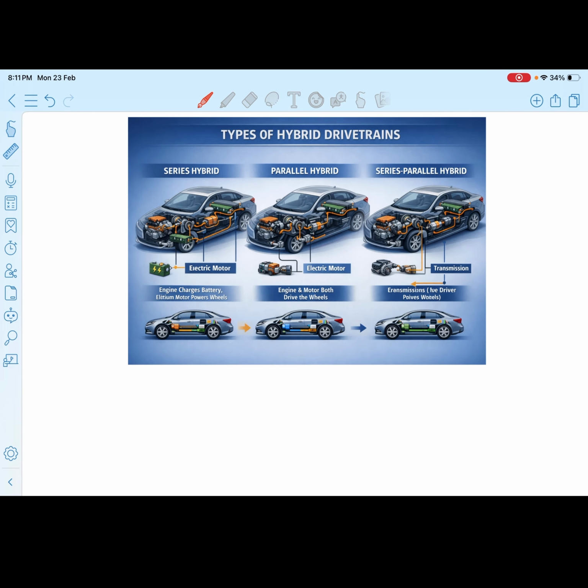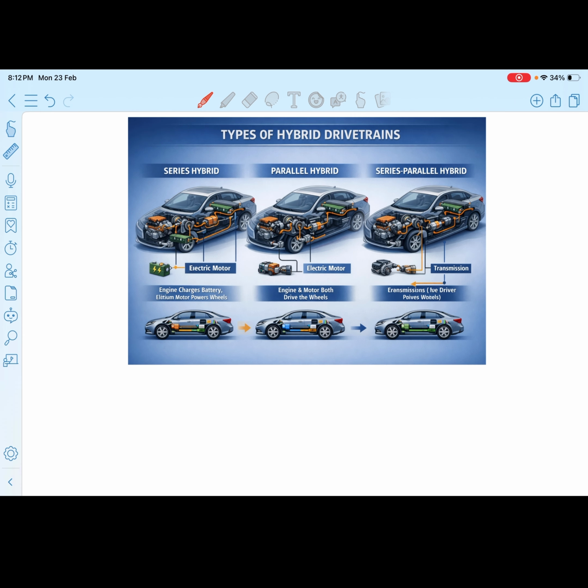Architecture of hybrid vehicles. In the last video, we got introduced to hybrid electric vehicles. We went through what kind of components and power electronic components are there, and what truly makes the hybrid vehicle. Today, I'm going to continue that series considering the different architectures of hybrid vehicles.